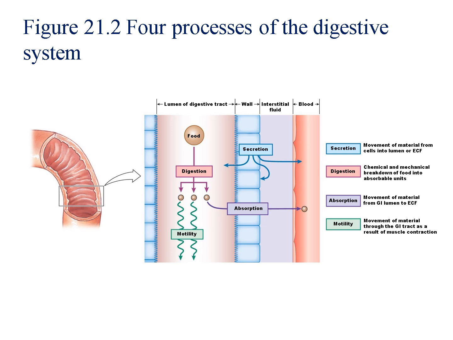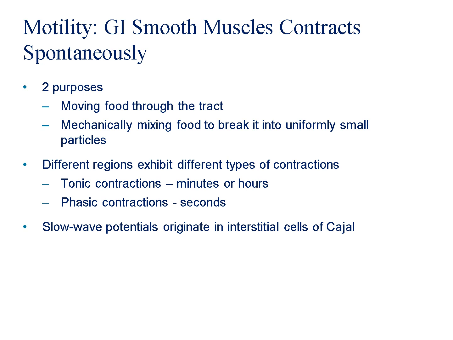By working together, these four processes enable the body to extract nutrients, regulate digestion, and maintain overall health. Motility is a fundamental function of the digestive system, ensuring the movement and mixing of food throughout the gastrointestinal tract. The smooth muscles of the digestive tract contract spontaneously, performing two essential tasks.